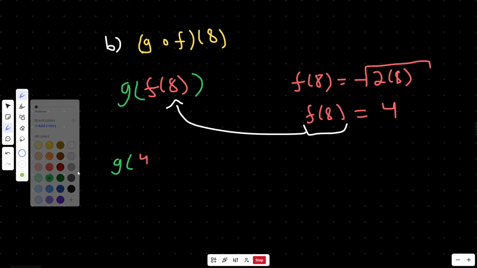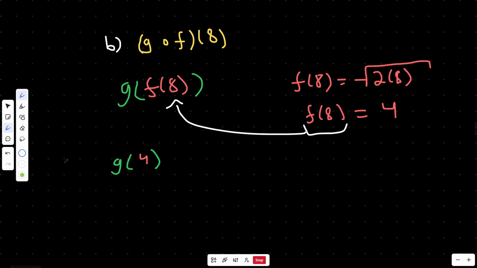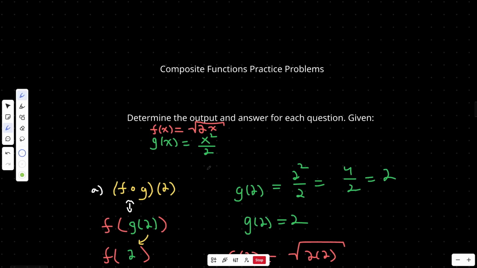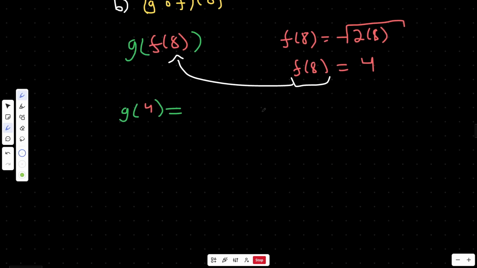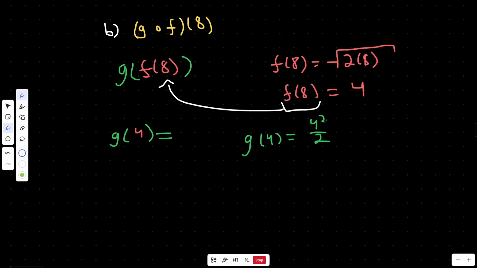Now to evaluate g of 4, what is our function g of x? It is x squared over 2. So g of 4 is equal to 4 squared over 2. 4 squared is 16, and 16 divided by 2 is 8. So g of 4 is equal to 8.